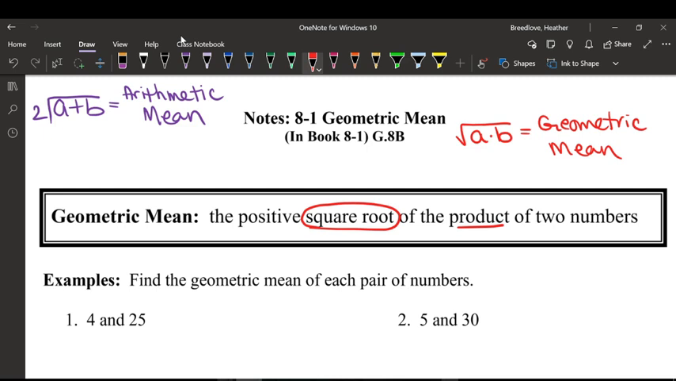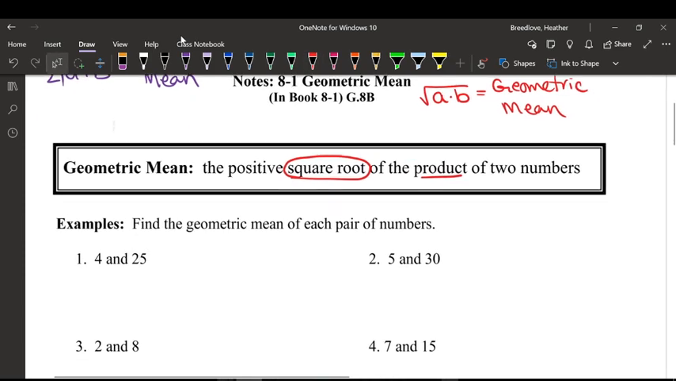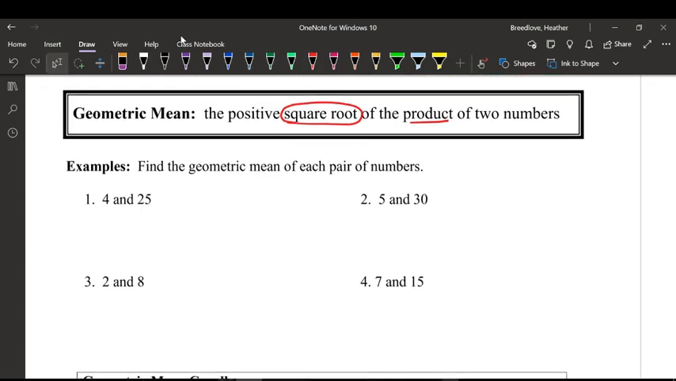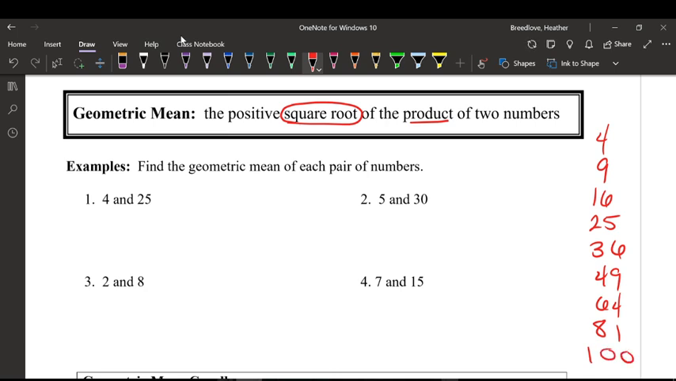So at first we're just going to find the geometric mean of two given numbers. We're given the numbers. And since we're going to simplify radicals, I'm going to make a list on the side of the first 10. I have 4, 9, 16, 25, 36, 49, 64, 81, and 100. So there's the first 10 perfect squares, minus 1, of course.